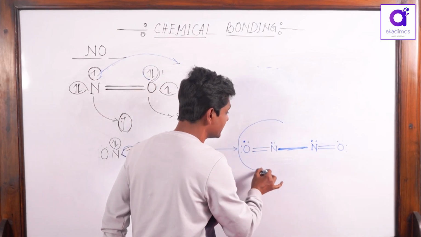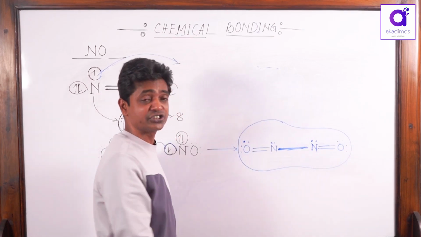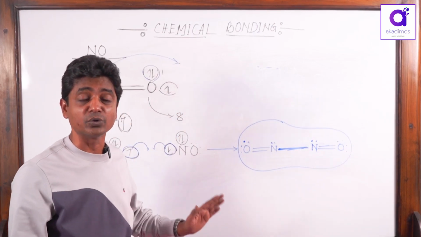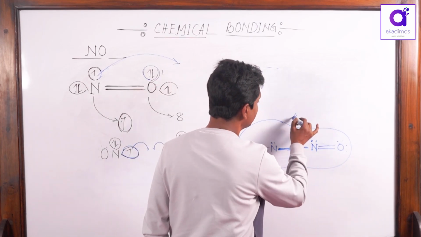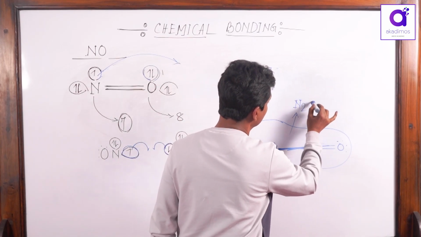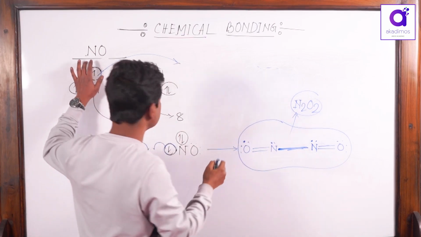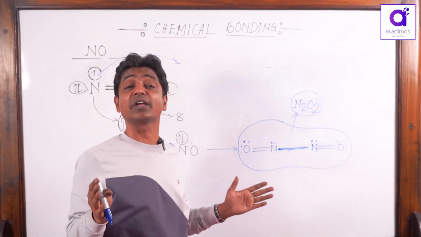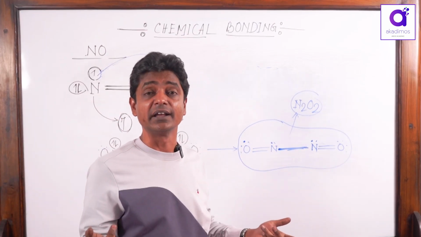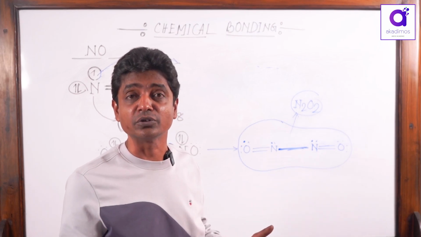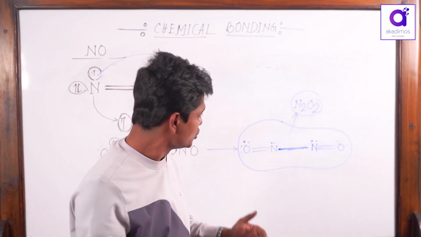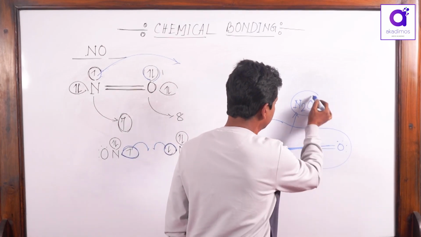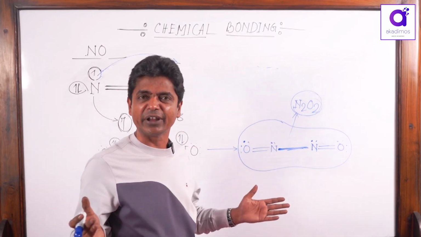You got a new molecule, which is called the dimer of NO, and its formula is N2O2. NO has a natural trait to form a dimer. Why will it form a dimer? Since it is an odd electron molecule, it will try to get an octet. To get an octet, it will form a dimer. And N2O2 is a common dimer of NO.